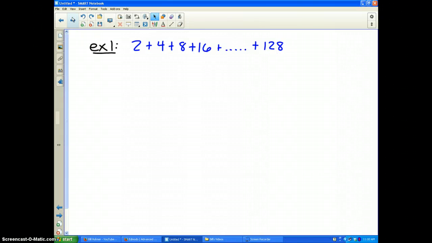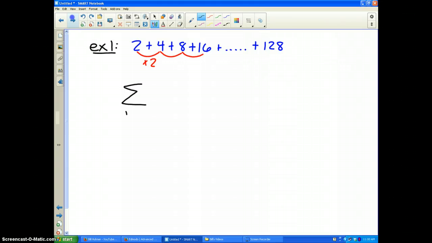Example number 1. 2 plus 4 plus 8 plus 16 plus dot dot dot plus 128. It's a series that ends. Well, what's the pattern? I think you can all tell me it's multiplying by 2. So therefore, it is a geometric series. Now, let's write it using summation notation.